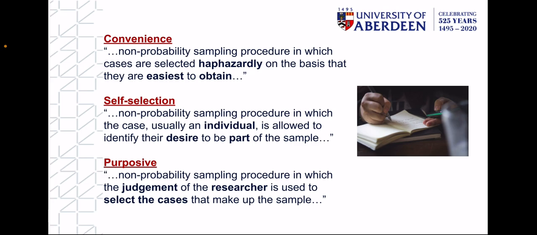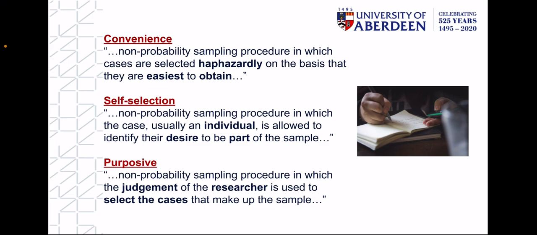Then the next non-probability sampling technique is what we call convenience. Convenience is usually the easiest sampling technique, and it's what we call haphazard sampling. It involves selecting haphazardly those samples that are easiest to obtain for your sample. So you are just obtaining samples that are very easy for you to approach, very easy for you to identify.